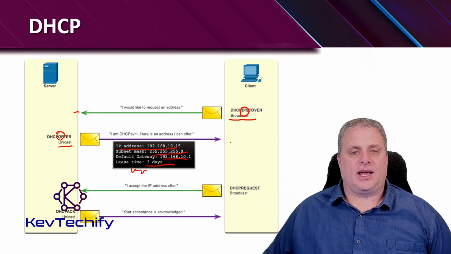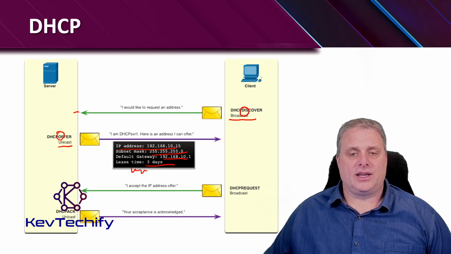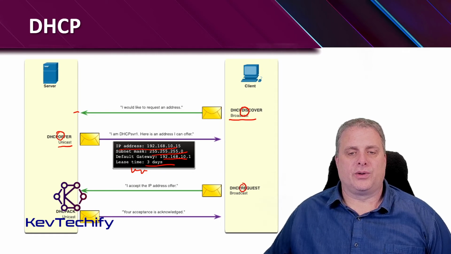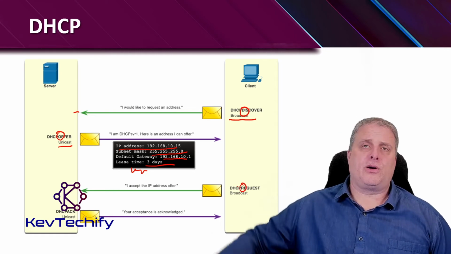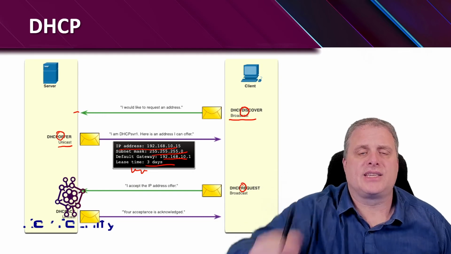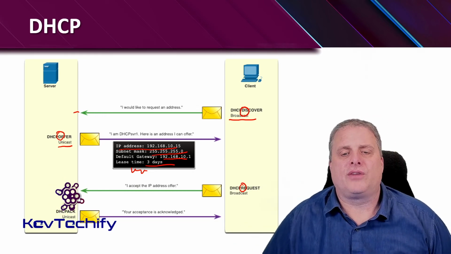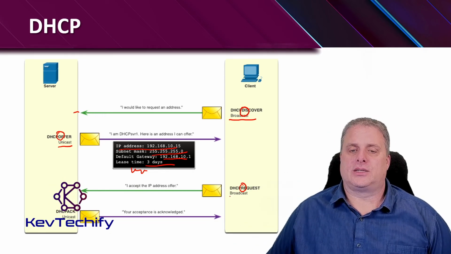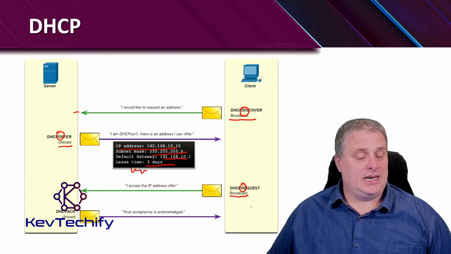Then the client gets in that offer and it sends back the request. I officially request to use this. I accept this DHCP offer. Now, that's a broadcast. Why is this a broadcast here?